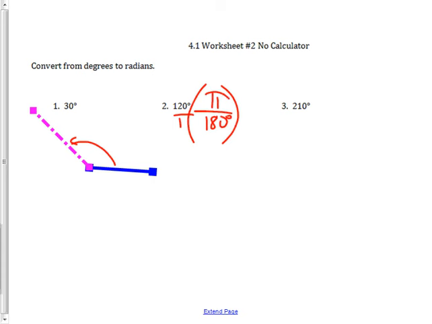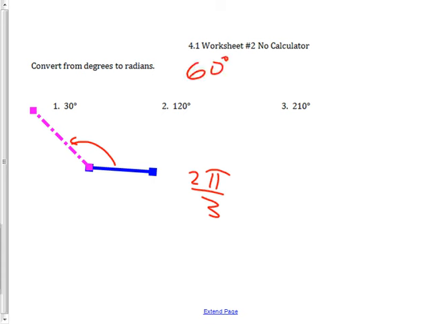And then the smart way to do this is do canceling. What goes into 120 and 180? 60 does. 60 goes in here twice, 60 goes in here 3 times. So this is 2 pi over 3. Would I memorize that 120 is 2 pi over 3? Probably not. I'd probably memorize 60 degrees is pi over 3, though. That would be really smart, because then twice that much would be twice this much. Twice pi over 3, which would be 2 pi over 3. So that's a way you could do it via memorization.